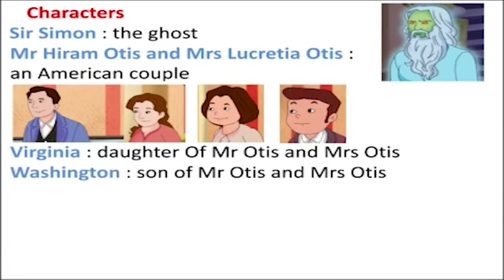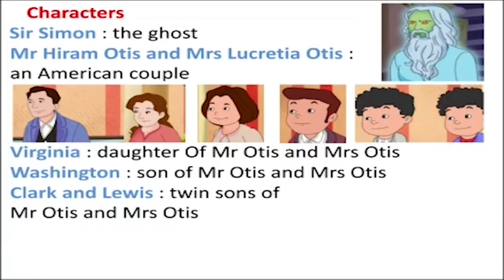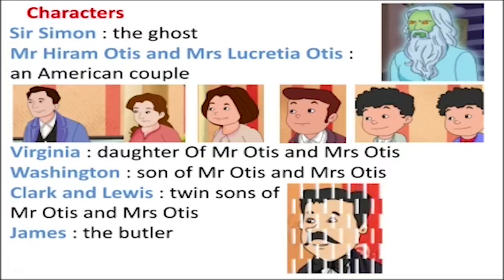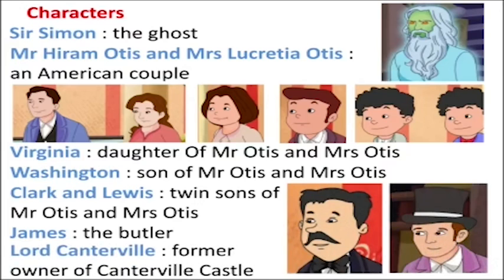Washington, son of Mr. Otis and Mrs. Otis. Next important characters are Clark and Lois. They are the twin sons of Mr. Otis and Mrs. Otis. The next one is James, the butler. He is the chief of all the servants. The next is Lord Canterville. He is the former owner of Canterville Castle. So, let us proceed ahead.